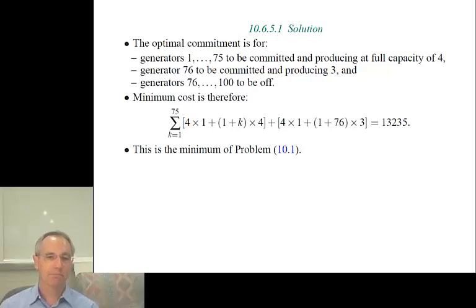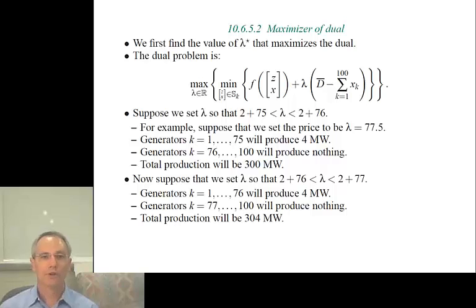So the solution is, as we've seen before, optimal commitment of generators 1 through 75 to be at 4, producing 4, generator 76 to be producing 3, generators 77 through 100 to be off. The minimum cost, adding that all up, is 13,235, and this is the minimum of problem 10.1. So this should say generators 77 through 100 are off. We first find the value of lambda star that maximizes the dual.